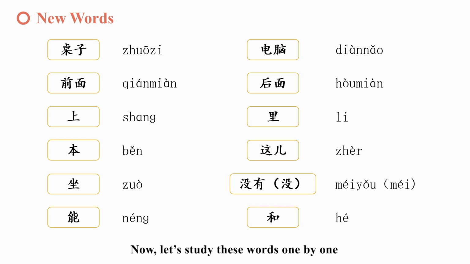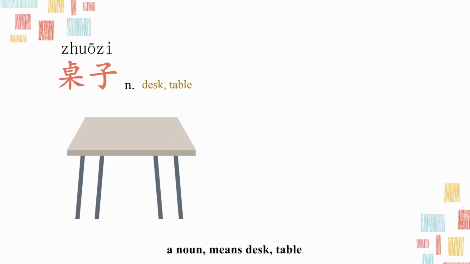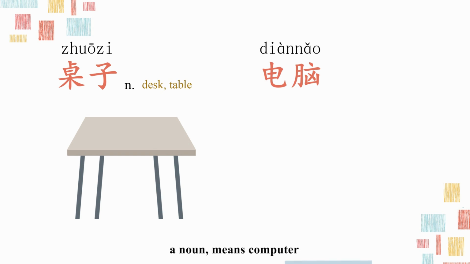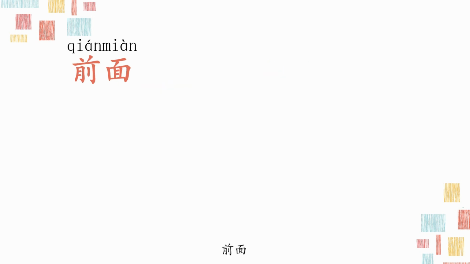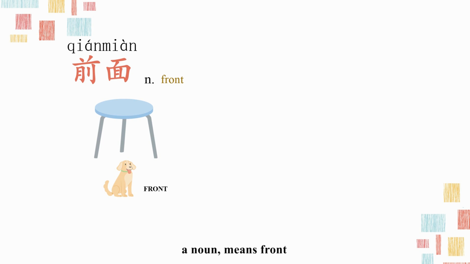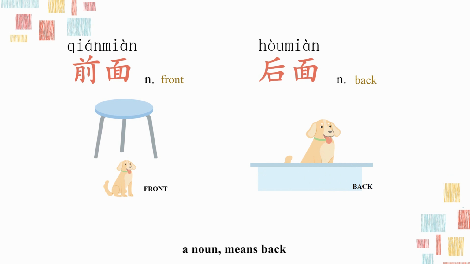Now, let's study these words one by one. 桌子、 A noun means desk, table. 电脑、 A noun means computer. Okay, let's study some nouns of locality. 前面、 A noun means front. 后面、 A noun means back.